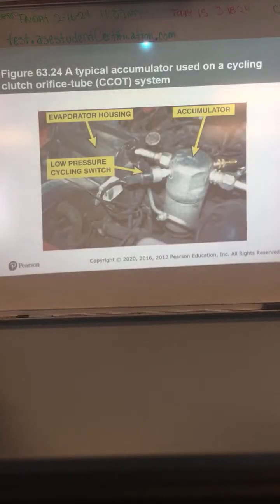This is a typical accumulator on a cycling clutch orifice tube system. As you can see, this is under the hood, close to the evaporator housing, not in front of the radiator by the condenser. It's also going to have a low pressure cycling switch right on the side of it, as you can see right there. It's also going to have your low side service port on it, most likely.